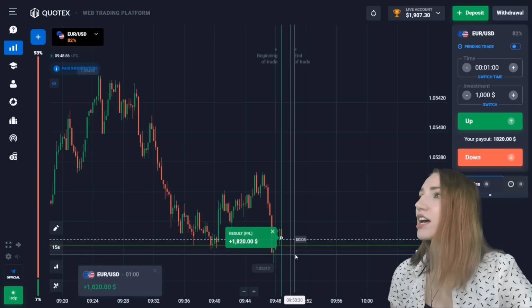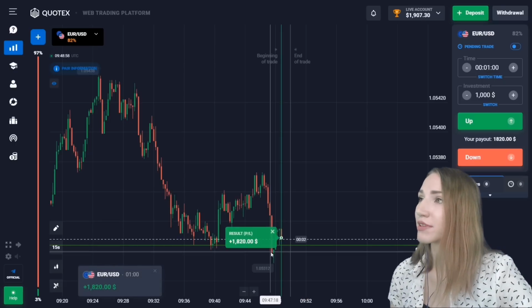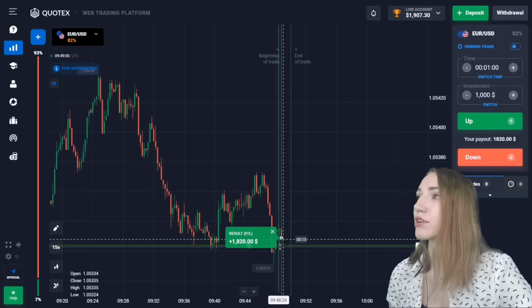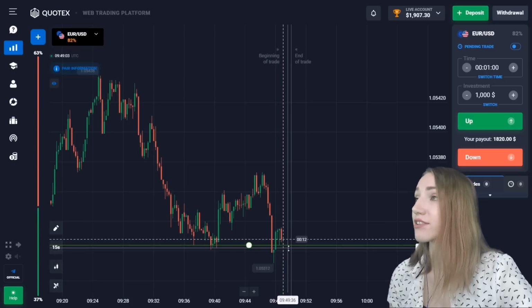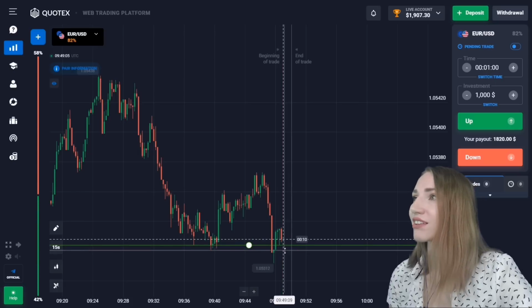Well guys, it's very good. We have just worked out the rollback from the support level and after the impulsive approaching the level. So you know that in these situations there will be the retracement movement. So let's continue.